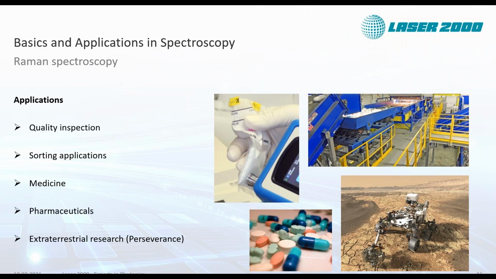Of course, then we have the medicine and pharmaceutical branch, where Raman spectroscopy is also used to see the drug distribution within a pill. It makes sure, when you have one of these pills that you can break apart in the middle, that you have the same concentration of the effective drug on both sides.